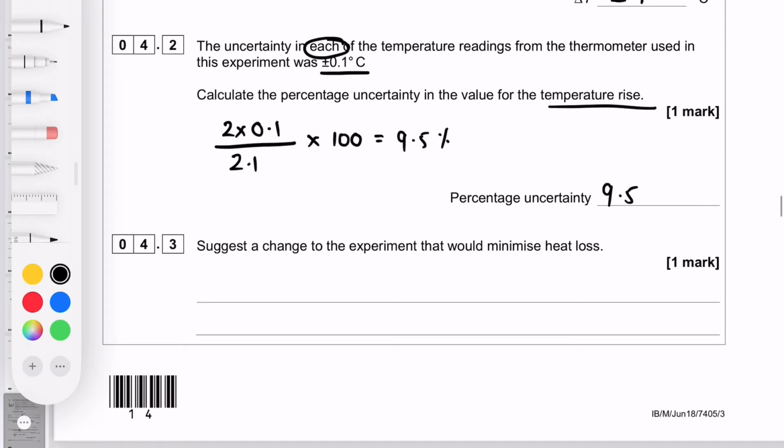Suggest a change to what they wrote that would minimise heat loss. Now they used a glass beaker, so we wanted to replace the glass beaker with a polystyrene cup.